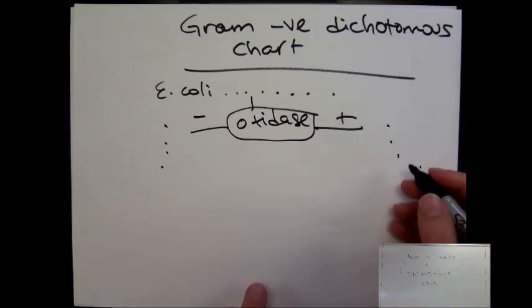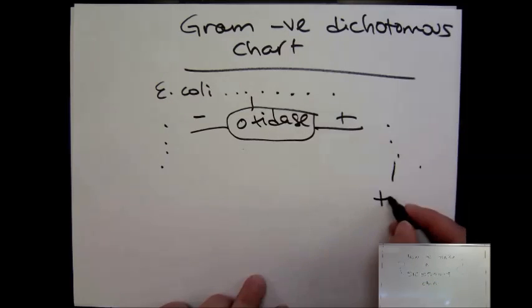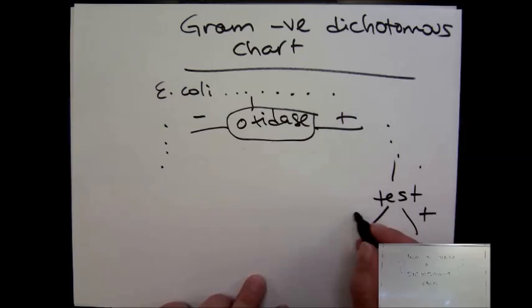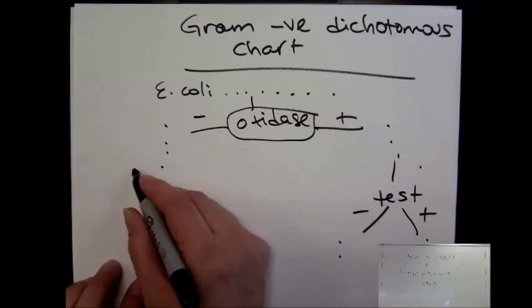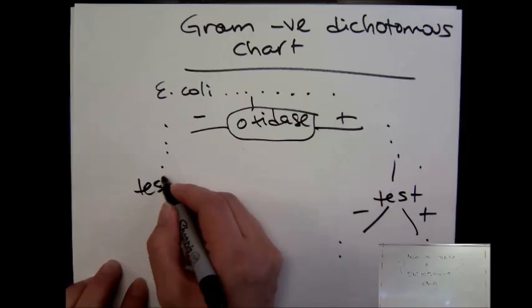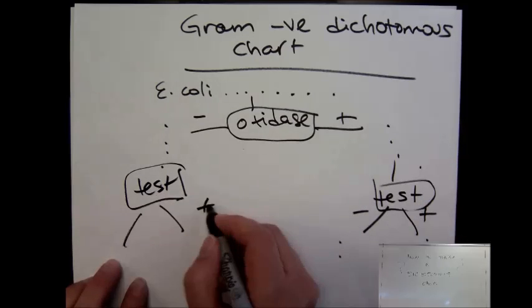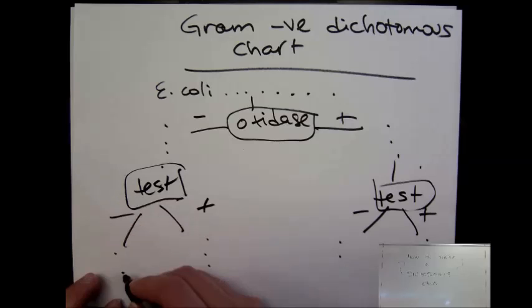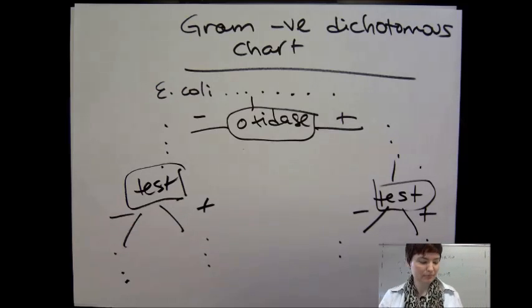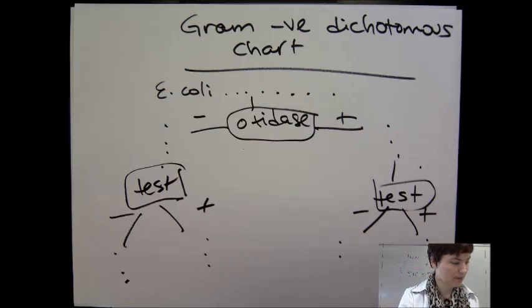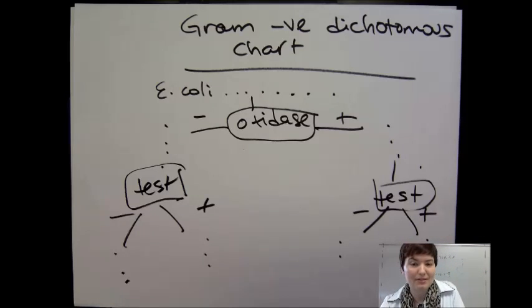So depending on what profile of organisms you got for being oxidase positive, you would do another test, positive or negative, list the options. Over here, if you're oxidase negative, you would do another test. Positive, negative, list the options. So that's really straightforward.